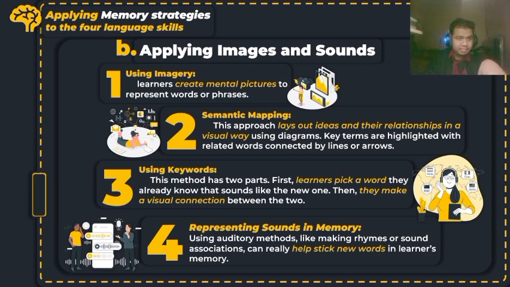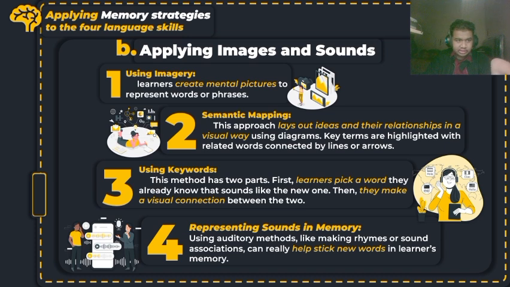Second, semantic mapping, as this approach lays out ideas and their relationships in a visual way using diagrams. Key terms are highlighted with related words connected by lines or arrows, as it helps with remembering information and boosts comprehension, making it useful for activities before listening or reading, as well as for taking notes. For example, learners might see maps that cluster vocabulary around terms like bullfighting or hairstyles.